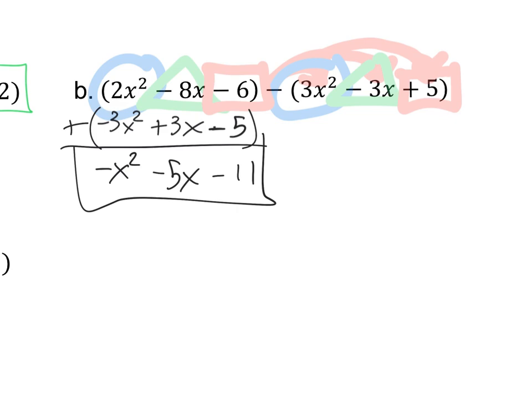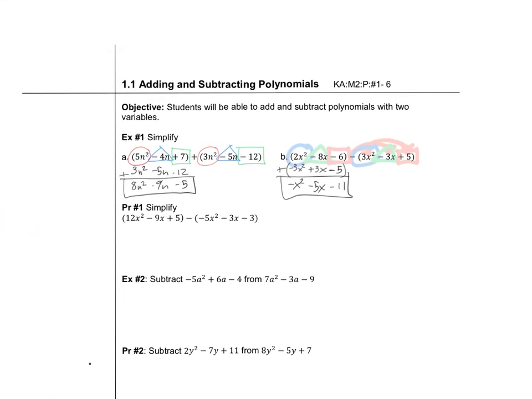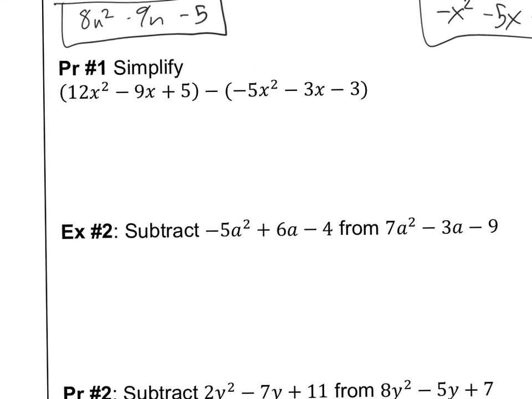Okay. So that's example 1b. I want you to try now, practice one on your own. Give it a shot. Remember, there is a negative sign here, so don't forget to distribute that negative to every term before you line it up, or as you line it up. All right, give it a shot, pause the video, and then check back when you're ready to see if you did it right.